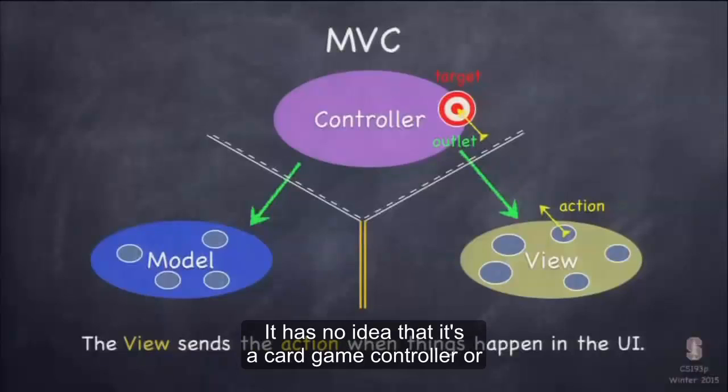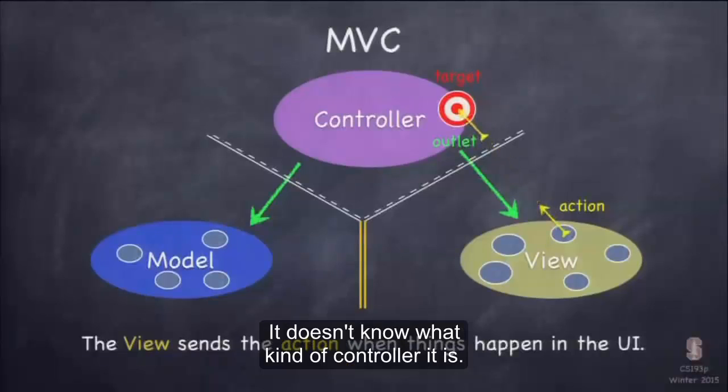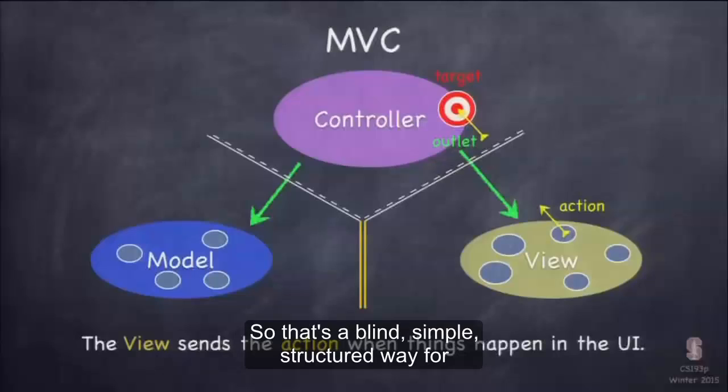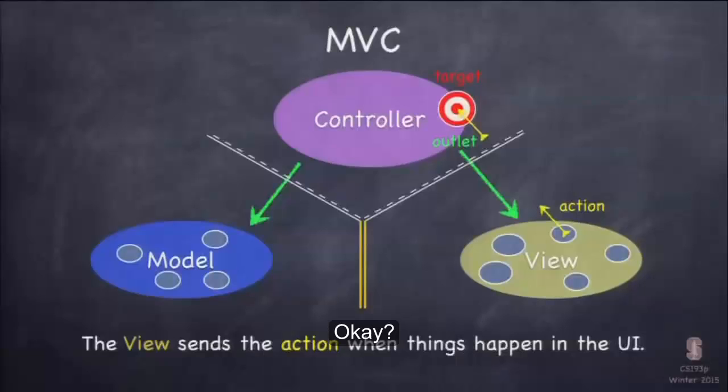It has no idea that it's a card game controller or a space game controller. It doesn't know what kind of controller it is. All it knows is that when something happens in itself, boom, it sends a message to the target. So that's a blind, simple, structured way for the view to communicate with the controller.